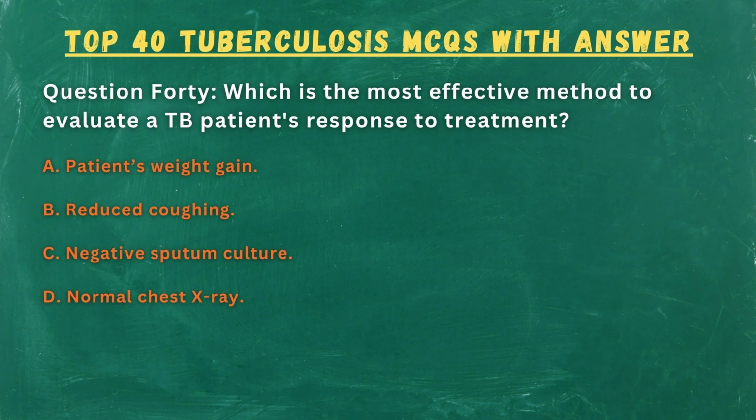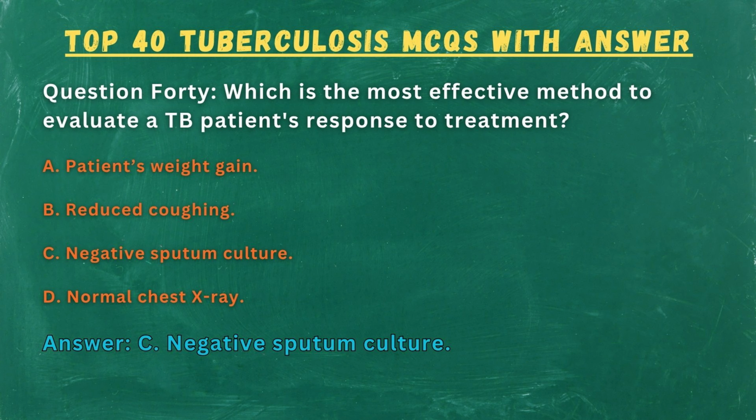Question 40. Which is the most effective method to evaluate a TB patient's response to treatment? A. Patient's weight gain. B. Reduced coughing. C. Negative sputum culture. D. Normal chest X-ray. Answer. C. Negative sputum culture.